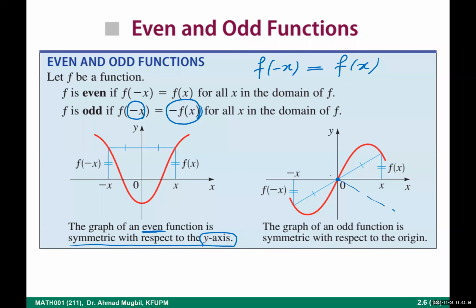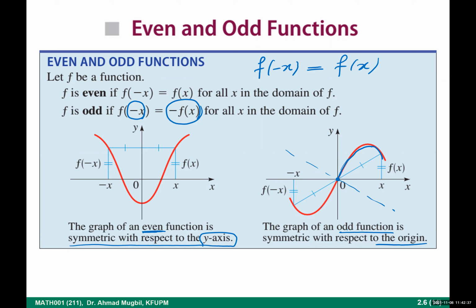If you have the line here, like a mirror, the mirror is here. The graph of this part here is just the reflection of this part. The graphs of odd functions are symmetric with respect to the origin. If you have a graph that is symmetric with respect to the origin, then it is an odd function.